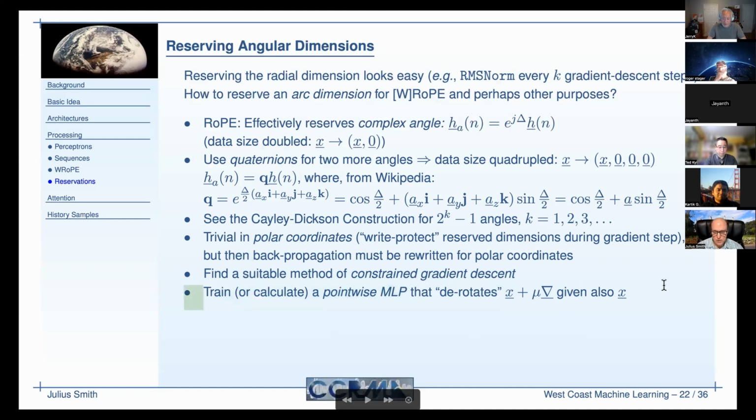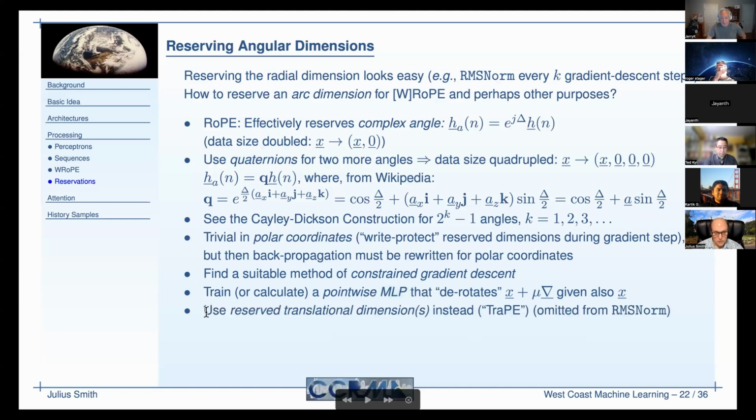But what I think is really simple that I'm going to try is... we're just using the fact that the MLP is just a general function, right? So you can train an MLP that will unrotate. It'll take your current state, you add your gradient, and you don't want it to rotate along certain angles. So you just have an MLP that puts it right back where it was along those angular dimensions. If there's some easy way to find that MLP, that would be great.